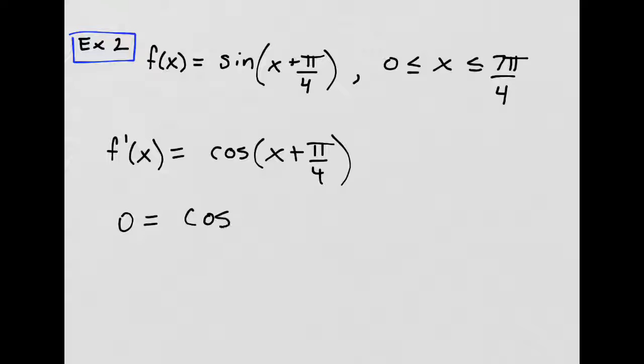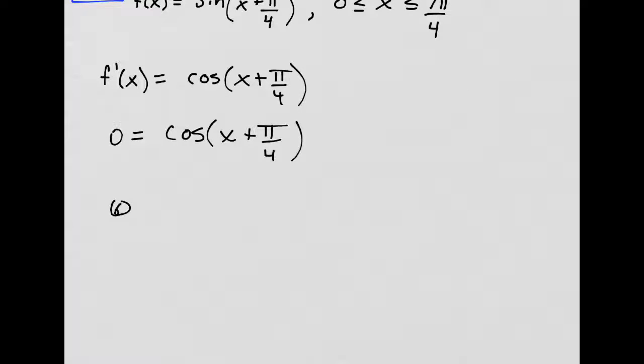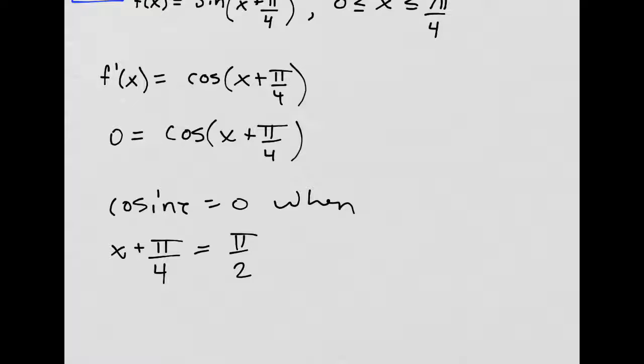When is cosine equal to 0? Well, cosine is equal to 0 when the inside, x plus pi over 4, is, well, cosine equals 0 at pi over 2, right? And also at 3 pi over 2.